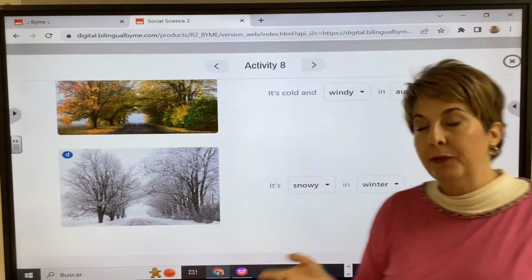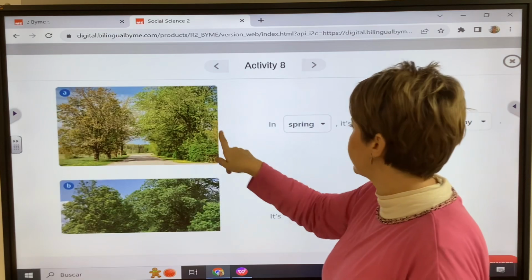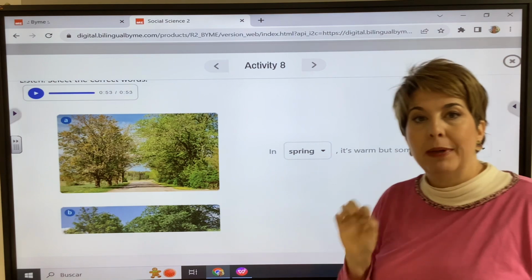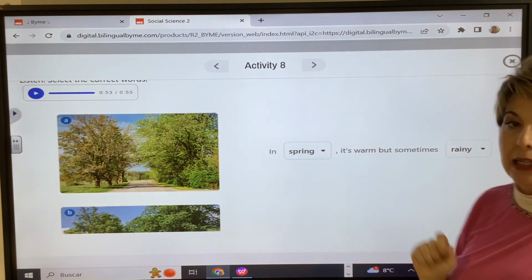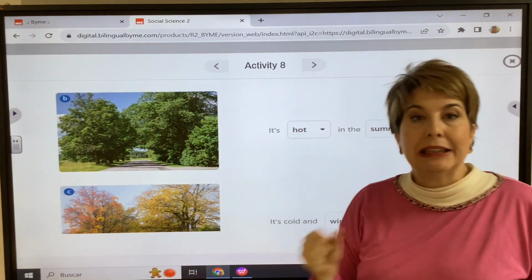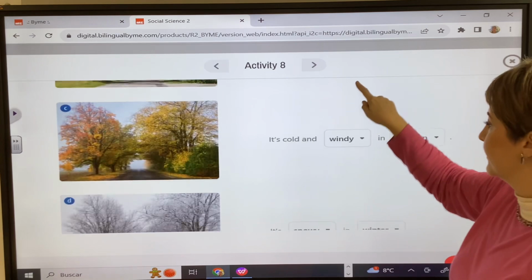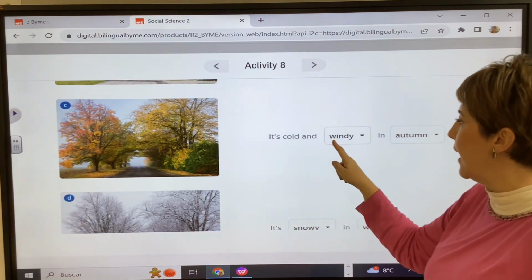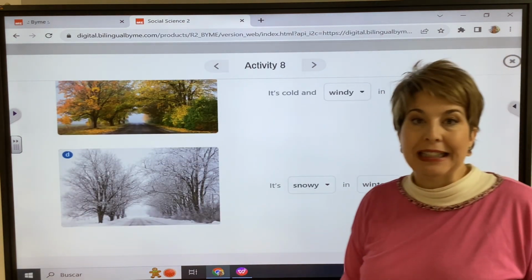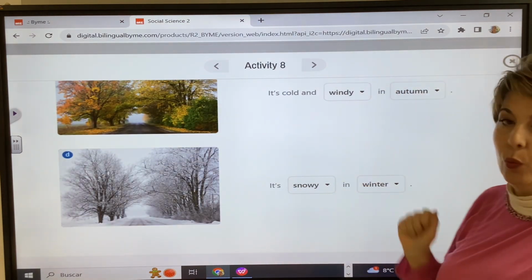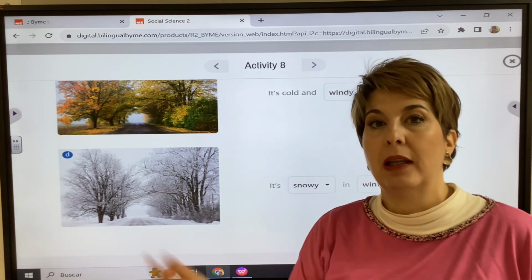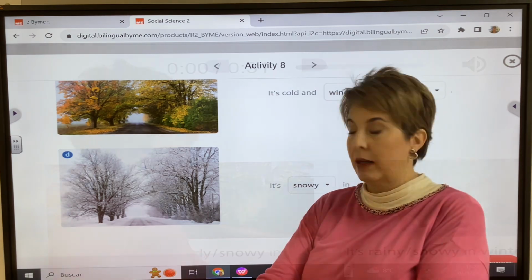So if you look at the 4 seasons, you have spring. Spring is warm, but sometimes rainy. Summer is hot. It's cold and windy in autumn. And it's snowy in winter. Sometimes it's just very cold, depending on the place that you live in Spain.